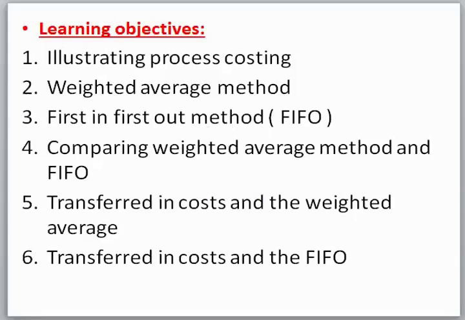Number 1, illustrating the process costing, to know what is meant by process costing and the difference between process costing and job costing. Number 2, the weighted average method. Number 3, the first in, first out method, FIFO, in calculating the process costing. Number 4, comparing between the two methods, the weighted average method and the FIFO.